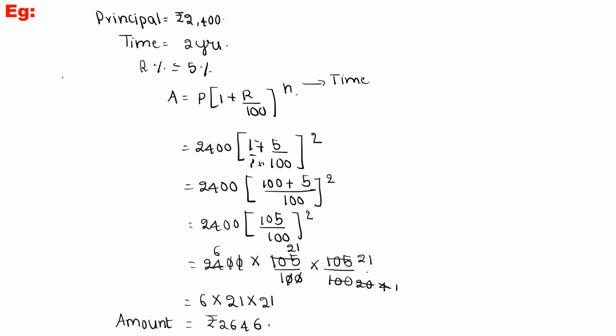this will be the total amount and the rate of interest is 5%. That means totally 2646 minus 2400, we get 246. That means the total interest is rupees 246. So this is the total amount.